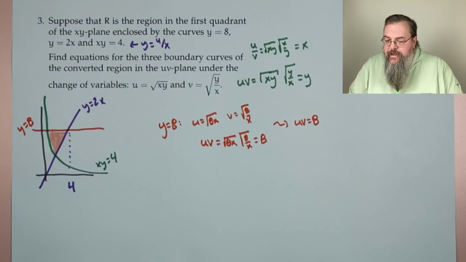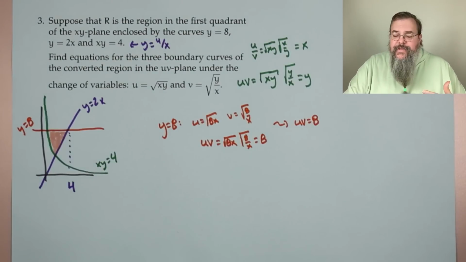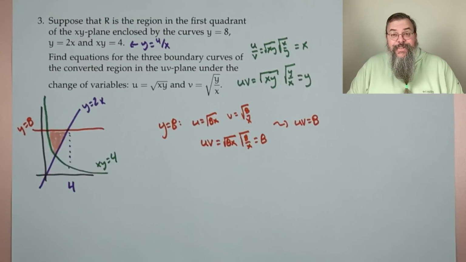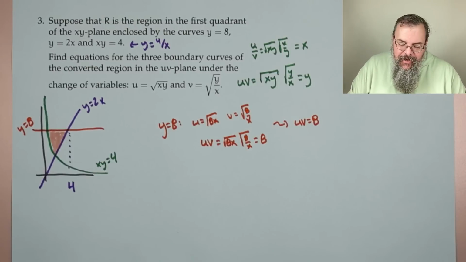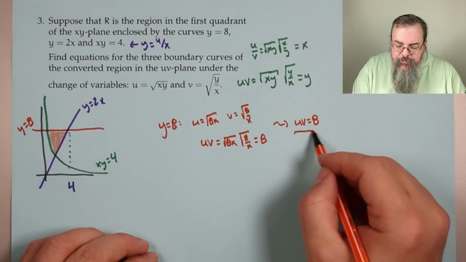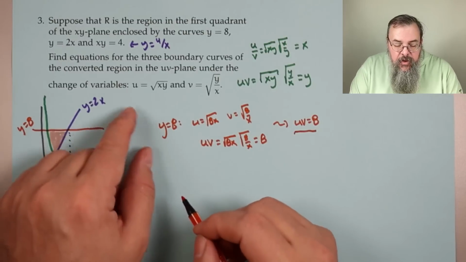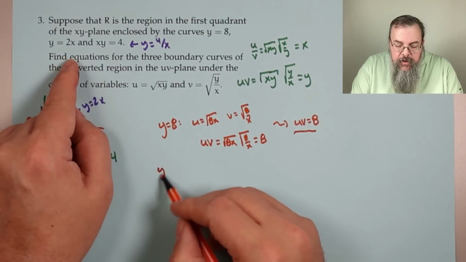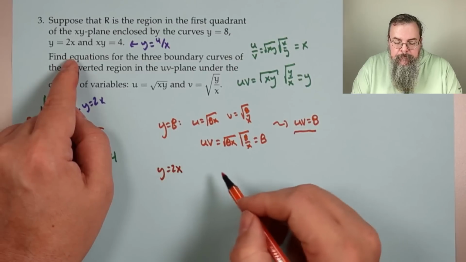For me, I like to see if we can reason it out so that we don't have to do this solving, because it's not always so easy to solve. Okay, so anyways, this is one of our three. y equals 8. y equals 2x. Okay, what can we say here?